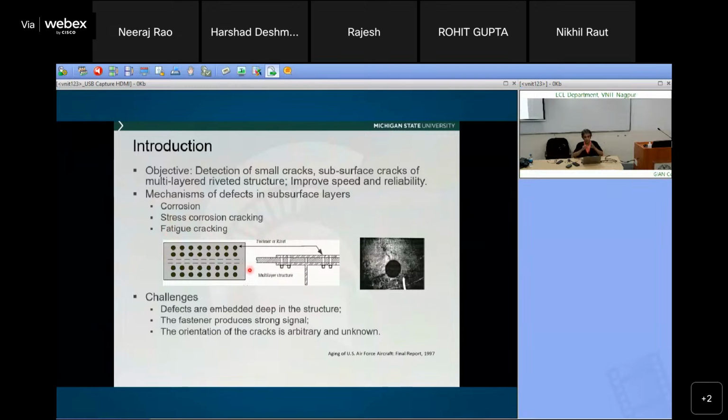And in the subsurface layers, we can have corrosion, we can have stress corrosion cracking, and we have fatigue cracking. All of them initiate at the rivet sites. Like you see here, if you remove the rivets, you have the rivet hole and the cracks start developing at this point.